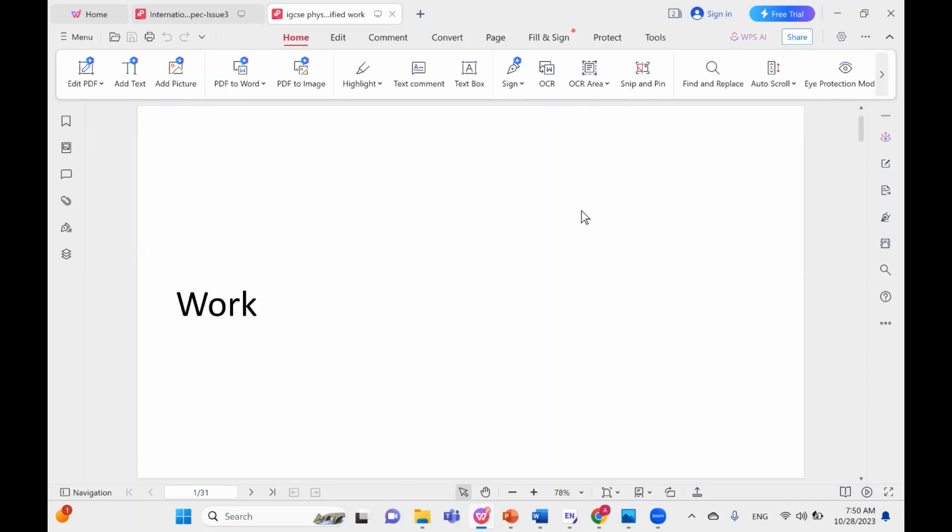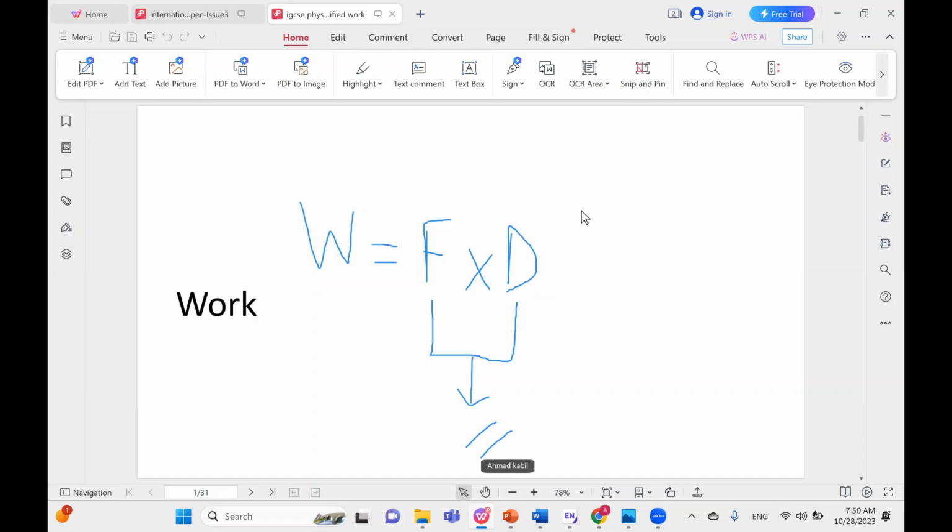In this video, we'll be discussing the topic of work. You should know that work is equal to force times distance, and that these two quantities must be parallel to each other. The force and the distance must be parallel to each other.